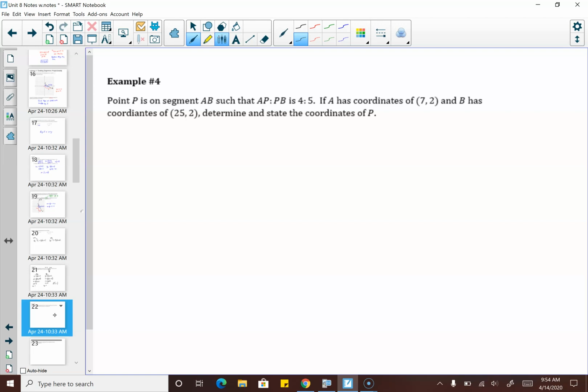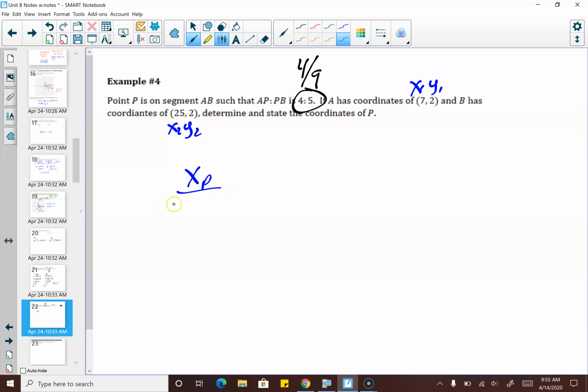Same thing in example 4. Point P is on segment AB, such that AP to PB is 4 to 5. So we know right away 4 over 9 is going to be our important piece. If A has the coordinates of (7, 2), and B has the coordinates of (25, 2), determine and state the coordinates of P. So again, identify the one that's on the left, x1, y1, and then x2, y2. Now it seems a little bizarre that both y values are 2, so that might be something that we need to pay attention to. But let's go with our formula here.